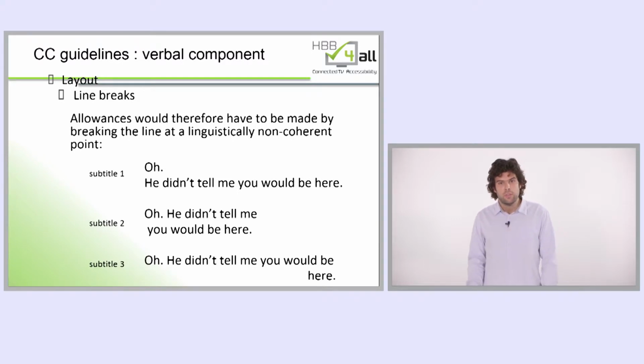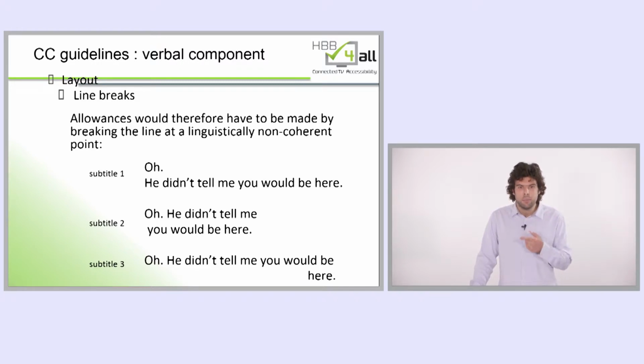Allowances would therefore be made by breaking the line at a linguistically non-coherent point. Subtitle 1: "Oh, he didn't tell me you would be there." Subtitle 2: "Oh, you have" and on the same line "he didn't tell me," and then next line "you would be there." Subtitle 3: "Oh, he didn't tell me you would be" on the first line, "here" or "there" on the second line.